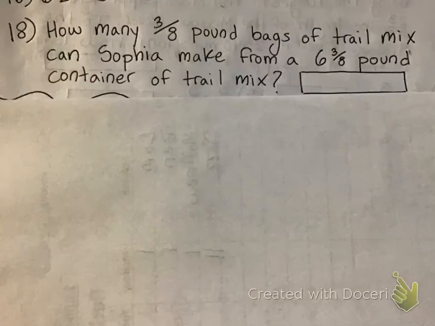Excellent. So, how many 3/8 pound bags of trail mix can Sophia make from a 6 3/8 pound container of trail mix? So, what is the operation that we're doing here? Addition, subtraction, multiplication, division. What do we think, Stephanie? I think so we're gonna be doing division. We know because we are splitting our trail mix into other bags. So we are dividing. What are we dividing by what? Tell me, what are we dividing by what, Kyle?